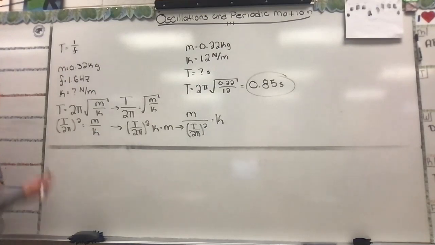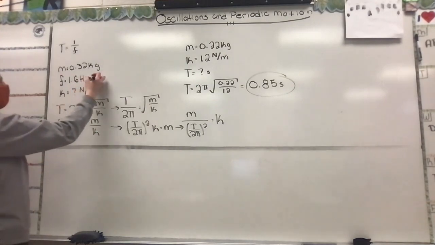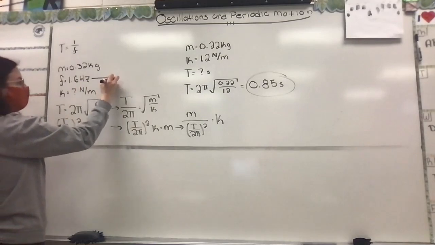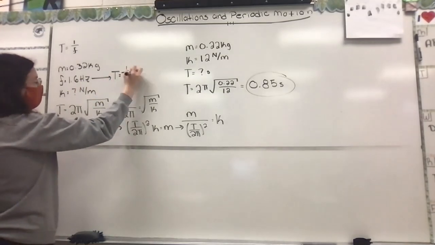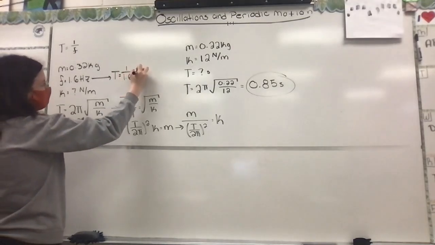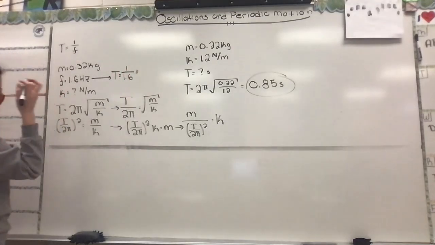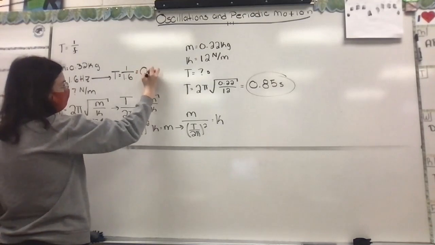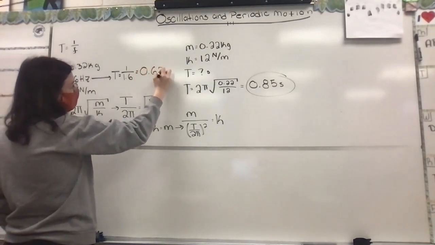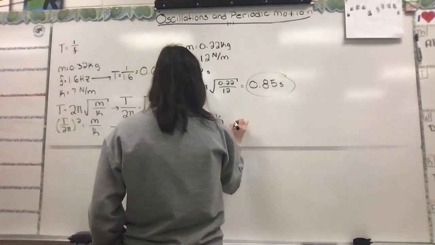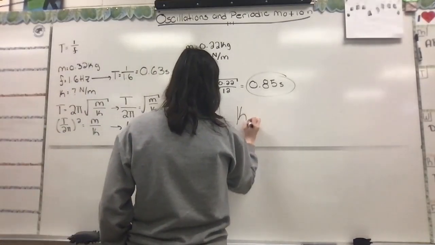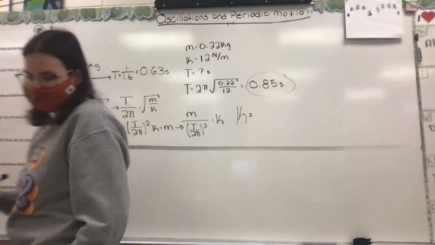Okay, now we have everything to plug this in. The only thing you're not straightforwardly given is period, but we are given frequency. How do we get period from frequency? Yeah, 1 divided by 1.6. What's 1 divided by 1.6? You guys agree with her? Okay, do you think you can plug everything in? All right, do it and let me know what our spring constant is.